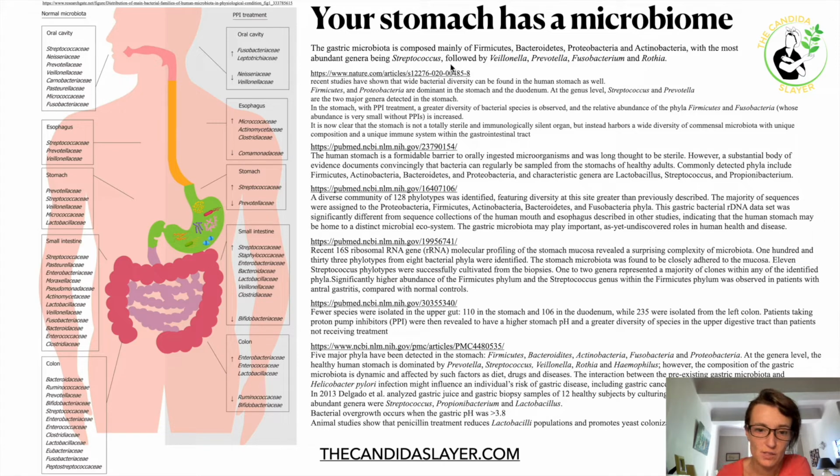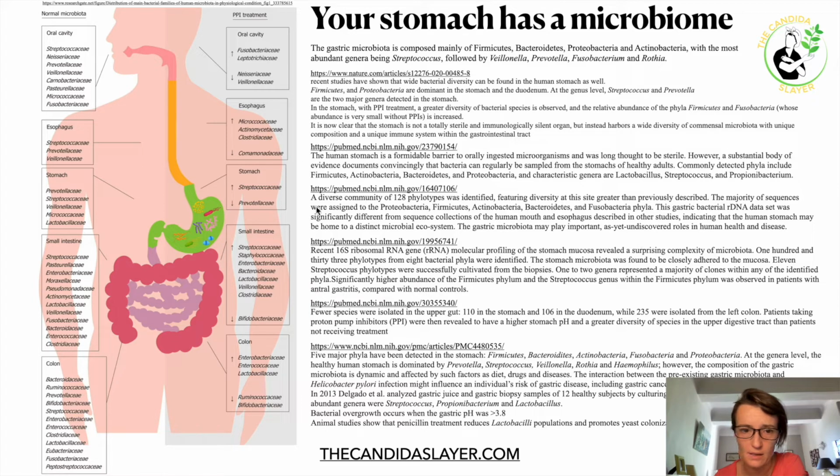So here I've put several studies that talk about the stomach microbiome. As I said, most people think that the stomach is sterile, but it is not true. The gastric microbiota is composed mainly of firmicutes, bacteroidetes, proteobacteria, and actinobacteria, with the most abundant genera being Streptococcus, followed by Veillonella, Prevotella, Fusobacterium, and Rothia. I won't read all of the studies here, so you can pause this slide if you want to read everything.